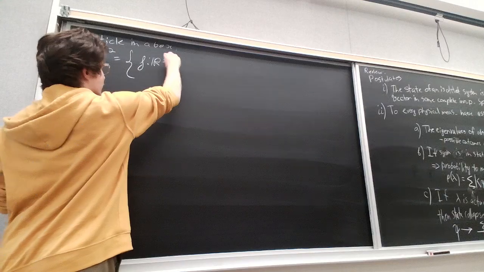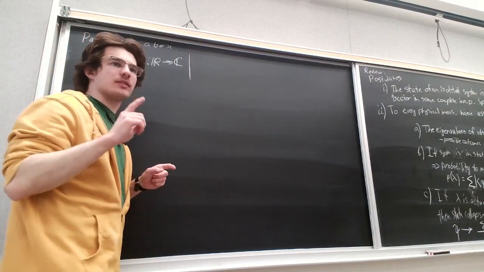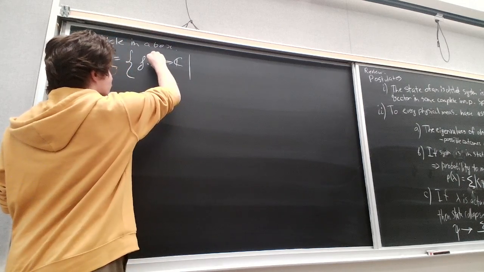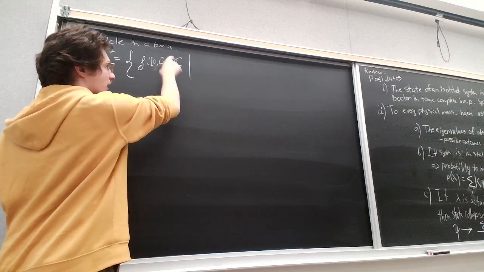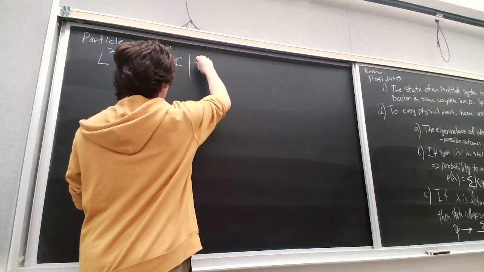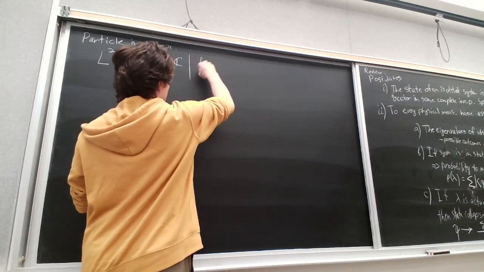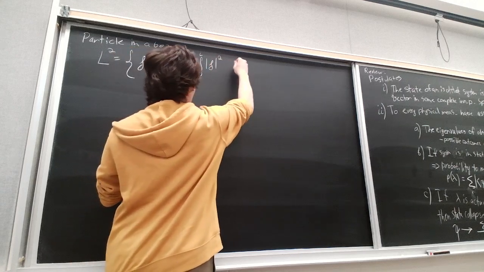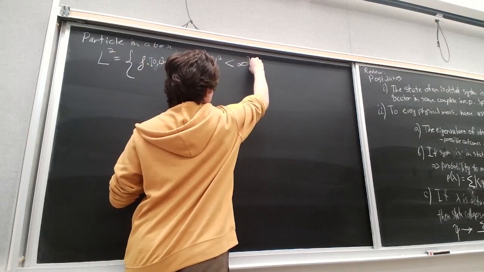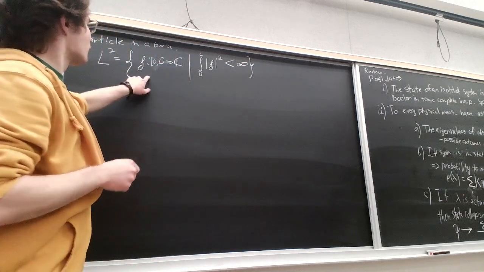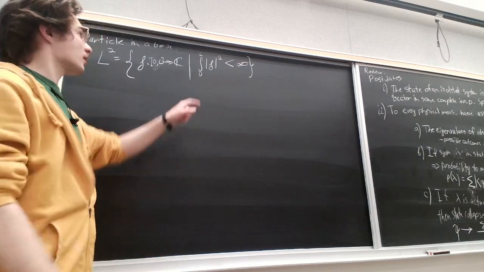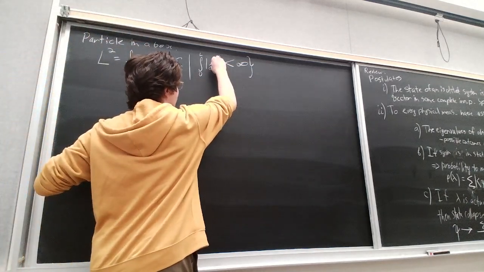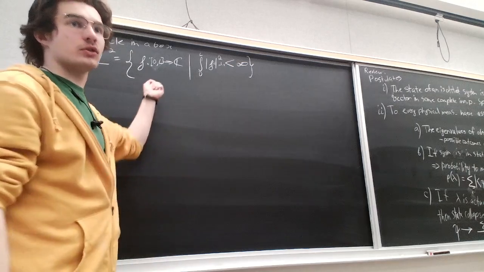functions from R to C, such that, actually, I'll do even simpler. These functions won't be from R to C. These functions will be from, say, 0 to L. So they're defined on the interval 0 to L, and they go into C. And I want these functions such that the integral from 0 to L of the absolute value of f squared is finite. This is the space: all functions defined on the interval 0 to L such that if you take their magnitude squared and integrate it, dx, you get some finite number. These are going to be our states.